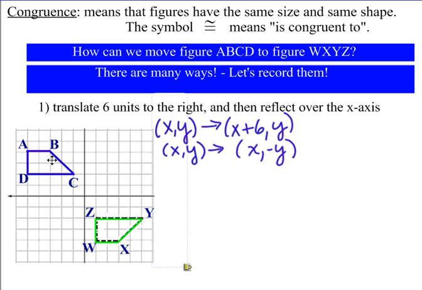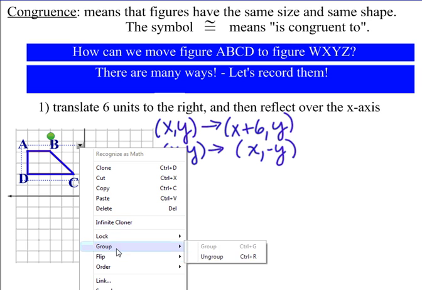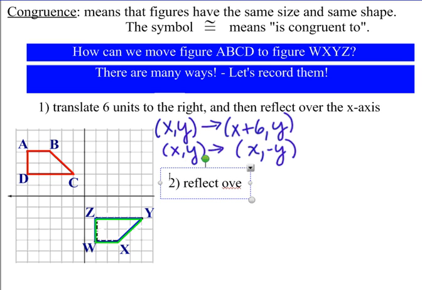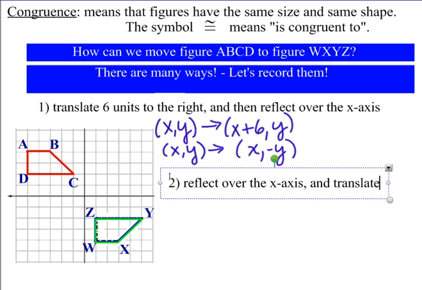Let's try another one. Let's take this blue figure here, and this time, why don't we reflect to see if we can get the same orientation. So let's reflect first, and now we have the same orientation, and we can see that we can just move it over 1, 2, 3, 4, 5, 6. So this time we reflected over the x-axis and then after that we translated 6 units to the right.